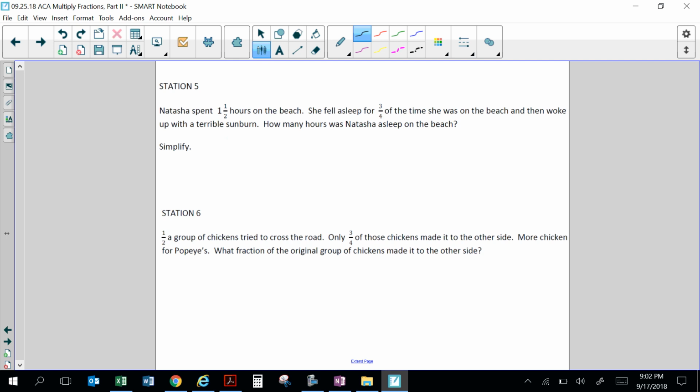Station 5. Natasha spent 1.5 hours on the beach. She fell asleep for 3/4 of the time she was on the beach and then woke up with a terrible sunburn. Oh, poor baby. How many hours was Natasha asleep on the beach? So 3/4 of her 1.5 hours at the beach, she was sleeping. So we need to multiply this. How do you write 1.5 in fraction form as an improper fraction? 2 times 1 is 2, plus 1 more is 3/2.